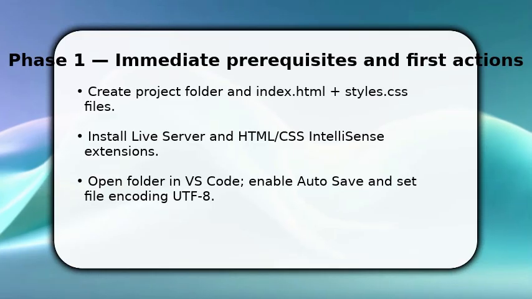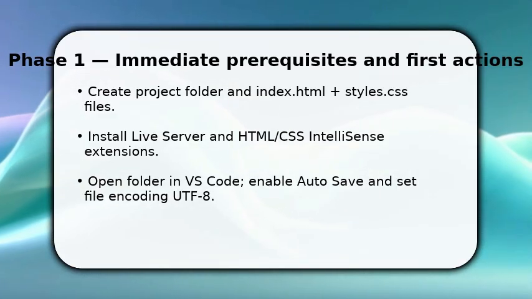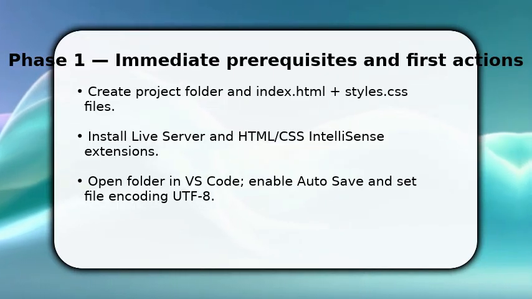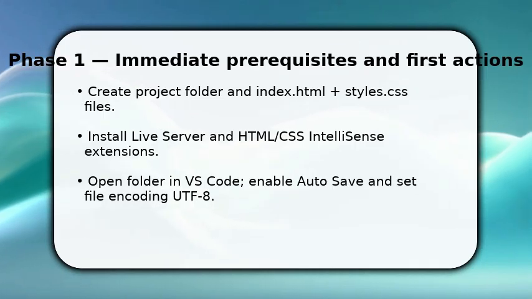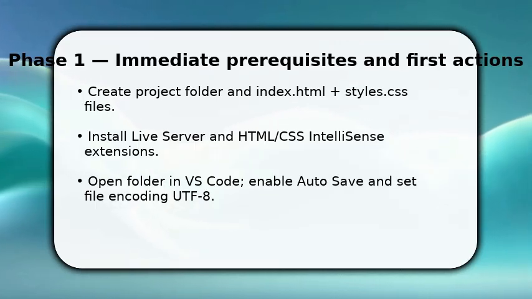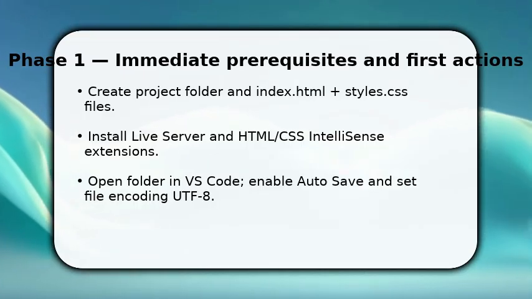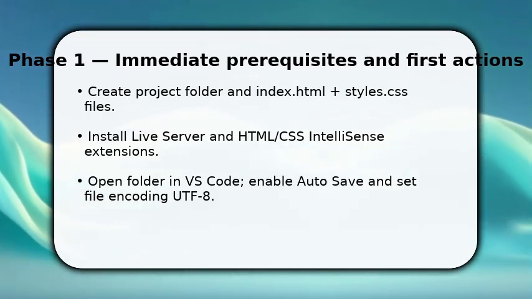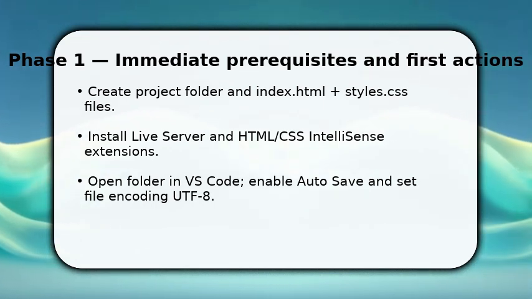You begin by creating the project folder and two files, index.html and styles.css, then open that folder in VS Code. Once done, install Live Server and HTML/CSS IntelliSense so you get instant feedback and completions. Make sure autosave is on and file encoding set to UTF-8 for consistent behavior. This gets you from 0 to an editable workspace fast and explains why those extensions reduce friction while you prototype and validate markup and style immediately.